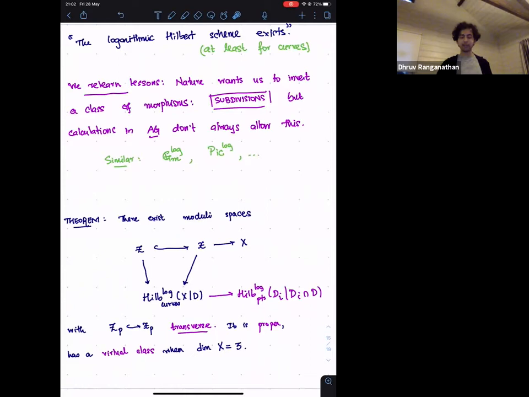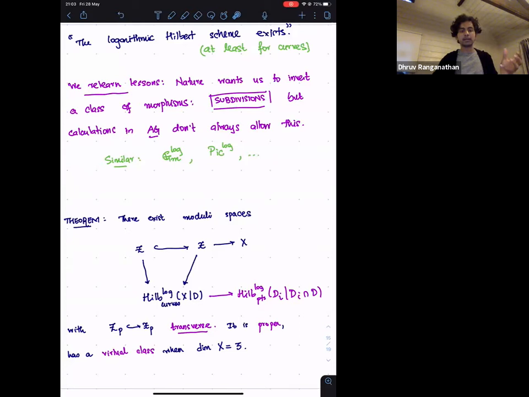So the takeaway is that the logarithmic Hilbert scheme, at least for curves, seems to exist, provided you learn this lesson that you're supposed to invert this class of morphisms, namely the subdivisions. This has come up in other places. The logarithmic version of the multiplicative group and the logarithmic version of the Picard group are both instances of functors that are not actually well-defined, not representable by a scheme with a logarithmic structure, or even a stack with a logarithmic structure. But if you invert a class of morphisms, then they are.